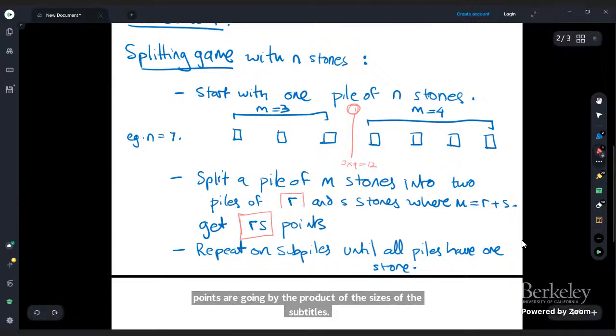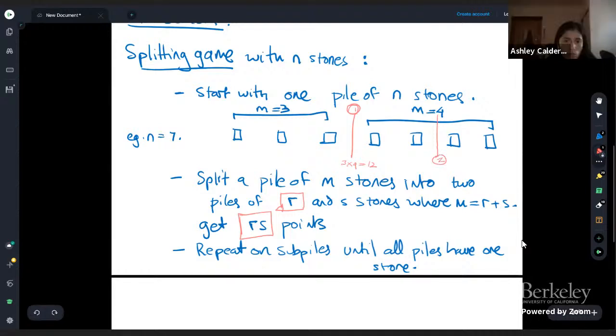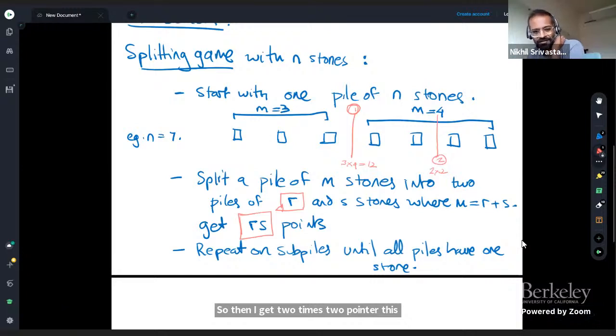Keep splitting it down the middle. Okay, interesting. So for this M equals 4 pile, let's say this is split number 2. Then I get 2 times 2 points out of this. For this M equals 3 pile, it's not so clear what the middle is, but I'm guessing you mean maybe just do this. So now here I get 2 times 1 points.